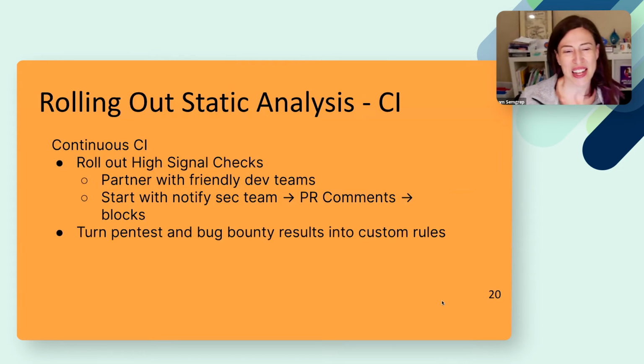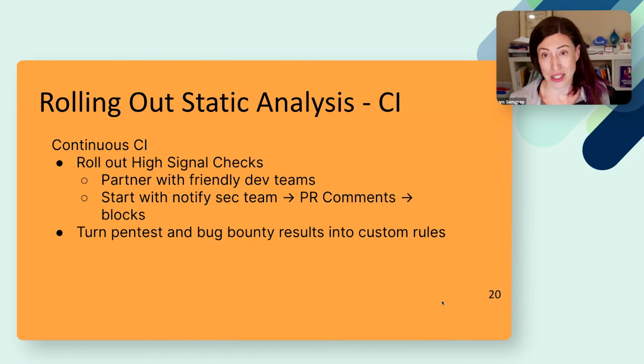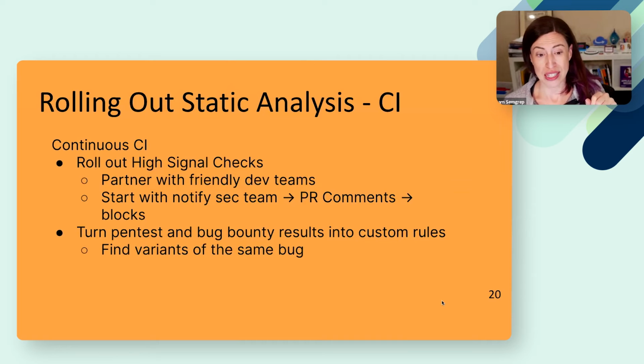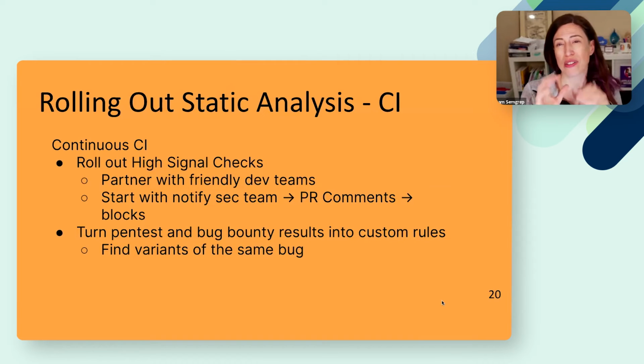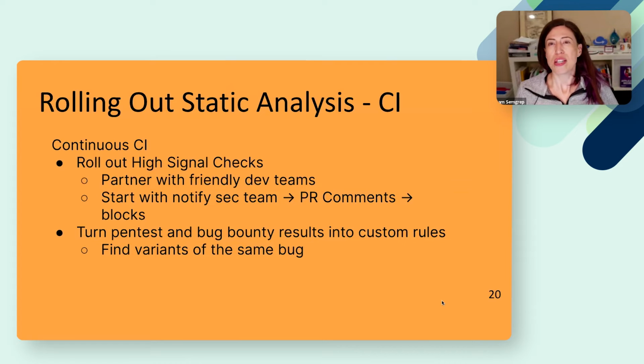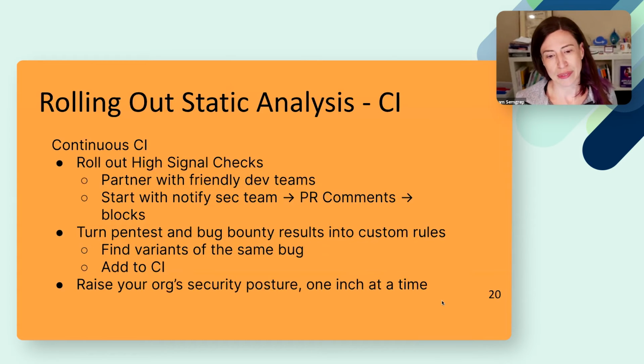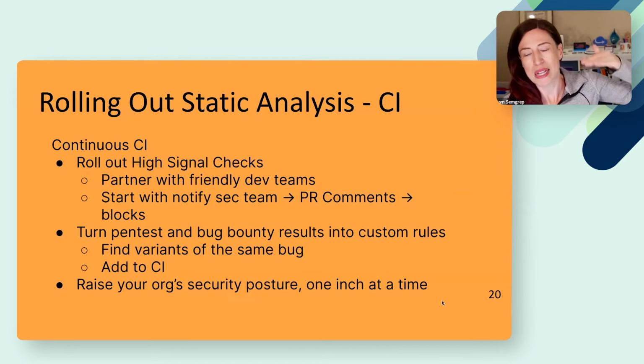Just kidding. You can turn your penetration test results and your bug bounty results into custom rules and add those to your CI/CD. When you make a custom rule, you can do a rainbow rule, like a rainbow table or a rainbow credential stuffing attack. You do variations on the thing to find every single thing that's even sort of like that bug. That's really helpful, and add it to the CI. Basically you can raise your security posture just a little bit at a time.